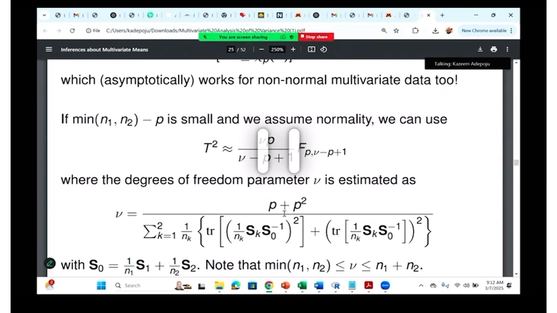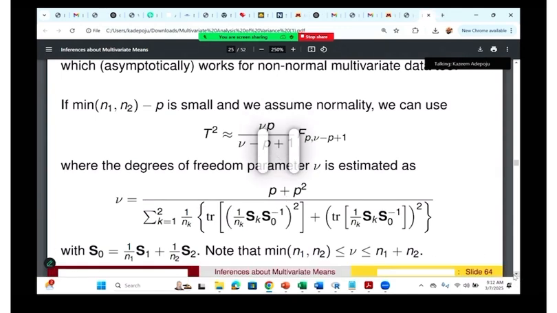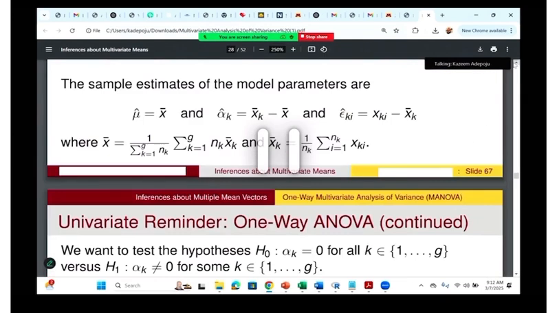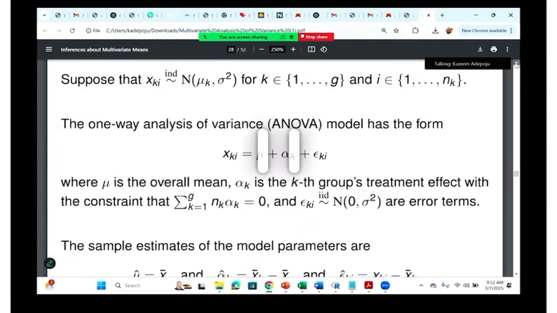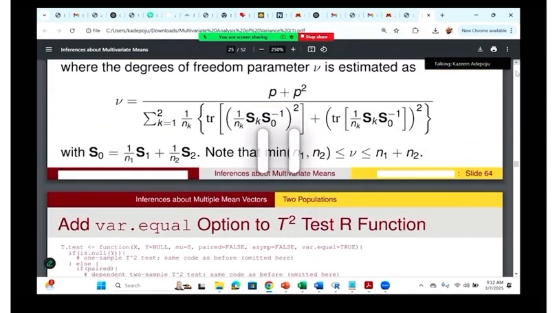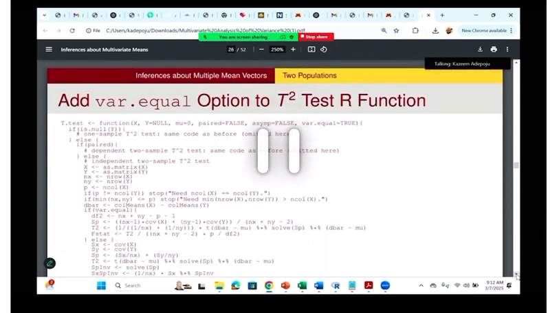And what is S0? What is X0? This is X0. Can you see X0? S0 is like combining S1 and S2, the sample covariance for the first and the sample covariance for the second. So take a look at that. Now, with all this formula, we actually have a way, a coding, that we're going to show, a simple coding.